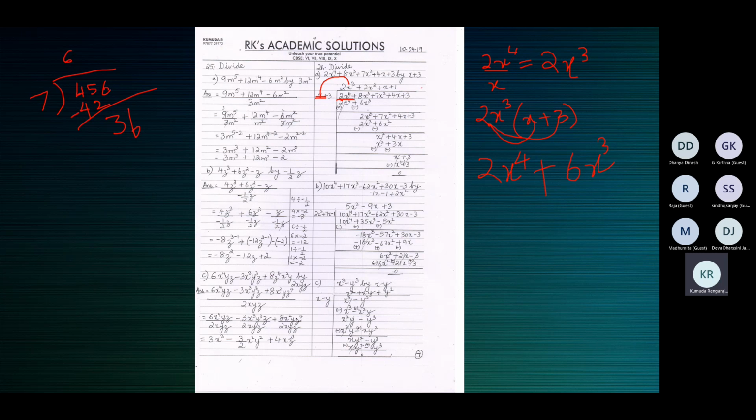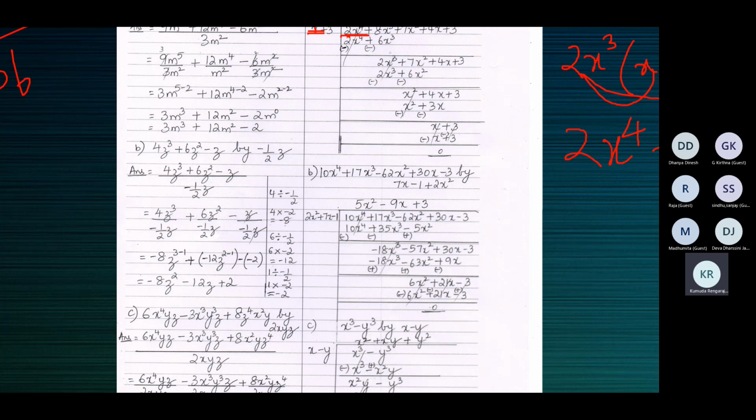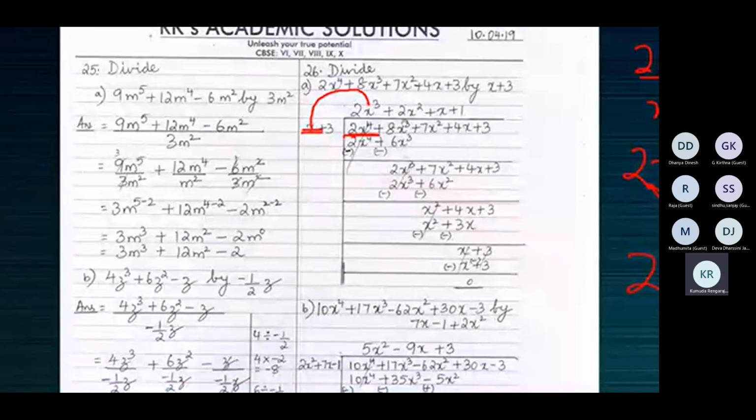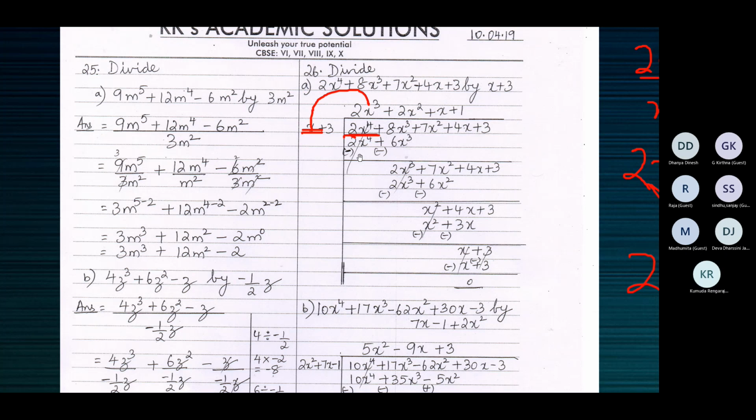Similarly, here we have to subtract. Whenever it's division, we have to subtract. So how do we subtract in expressions? We change the signs. So plus 2x to the power 4 becomes minus, and plus 6x cubed becomes minus 6x cubed. Put the changed sign in the bracket. When you change the signs, you're subtracting. When you don't change the signs, you're adding.